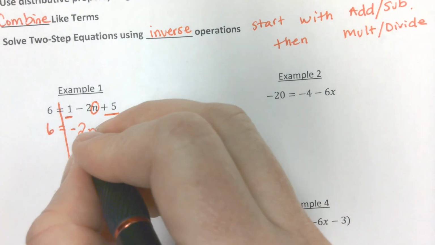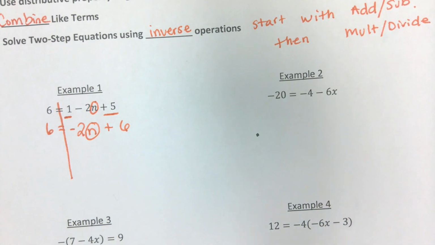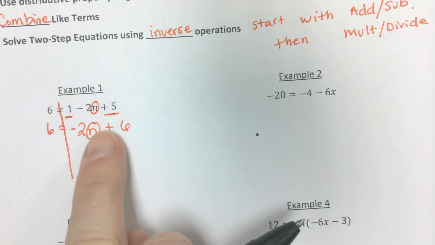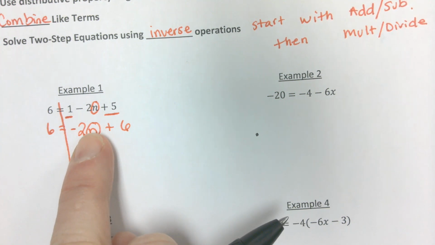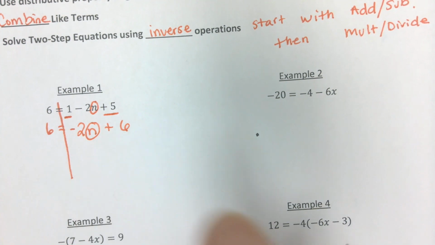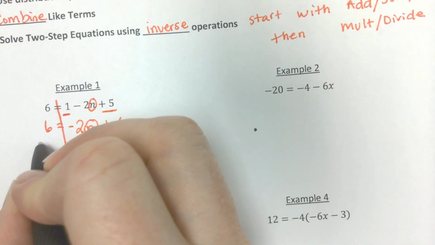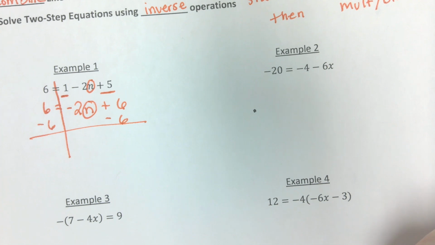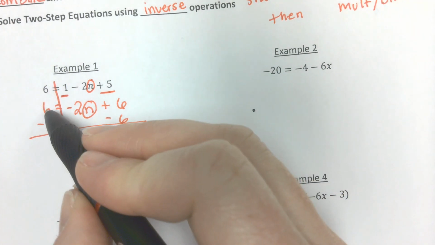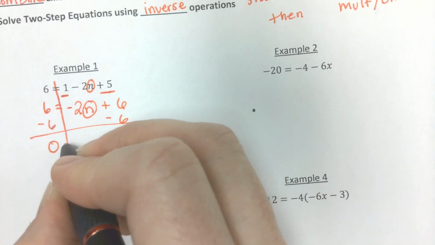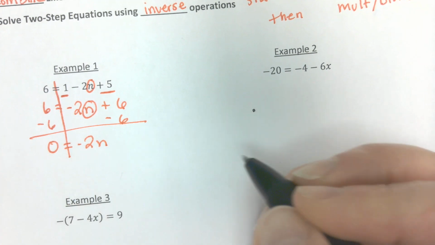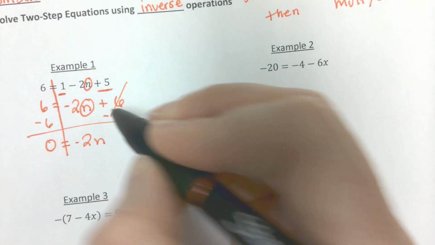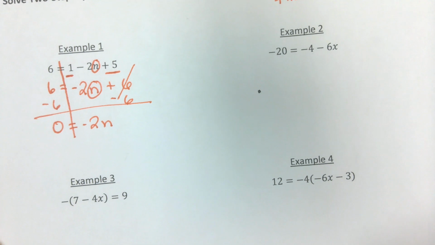So we look and see. I'm going to circle my variable again. I need to look and see how I can make it where this term is all by itself. So I need to get rid of this plus 6 by doing minus 6. Six minus 6 is 0 equals negative 2n. 6 minus 6 is 0 again, so we mark that out.